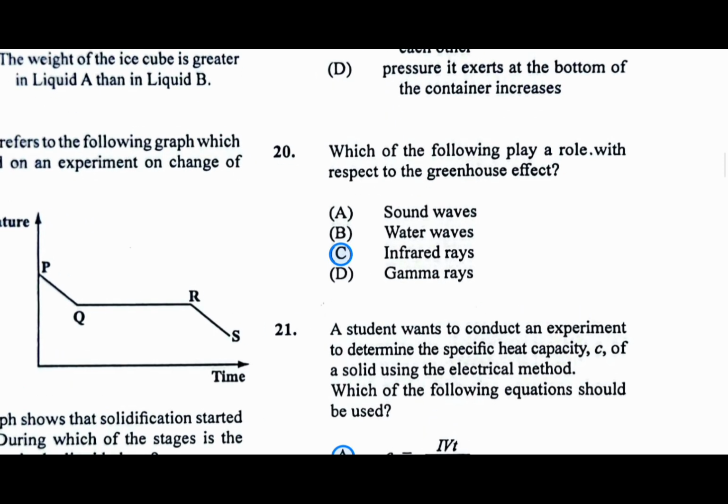Question 20. Which of the following play a role with respect to the greenhouse effect? So when we are talking about the greenhouse effect, we're basically talking about the trapping of heat. And which ray over here carries heat? The answer is C. So infrared rays are the rays that carry most of the thermal energy.